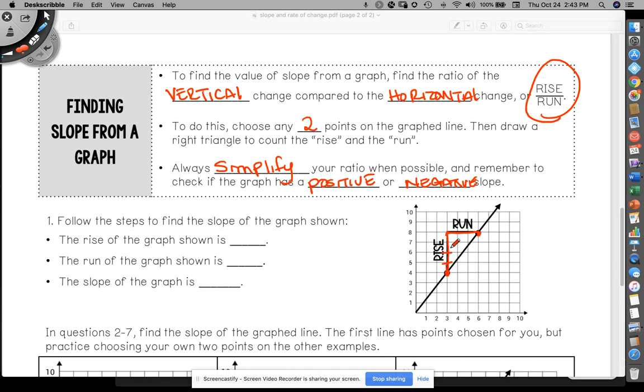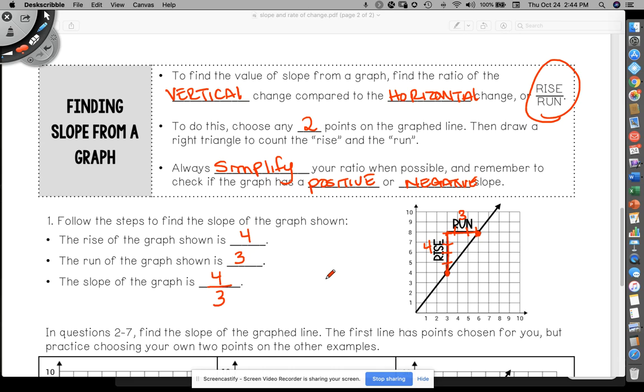So if we were to count this, we would count the boxes of the graph paper. 1, 2, 3, 4. So this one went up 4 times. Now, how much did it run? Again, you count the boxes of the graph paper. 1, 2, 3. It ran 3. So over here, what was the rise? The rise was 4. What was the run? The run was 3. So what's the slope? It's your rise over your run. And that's it.